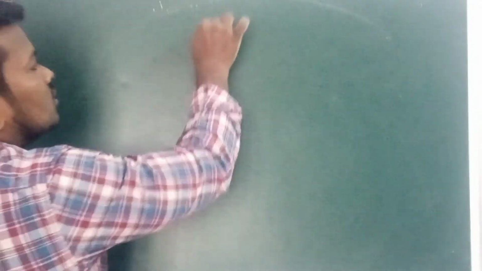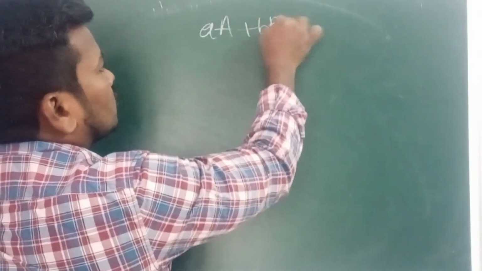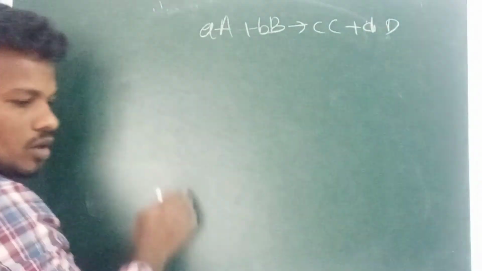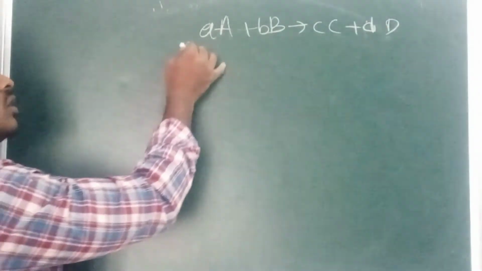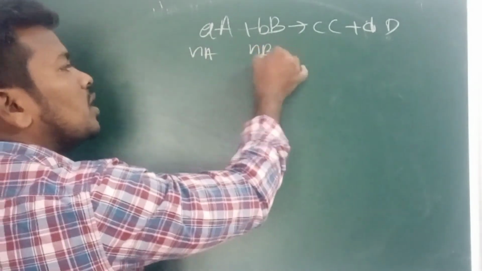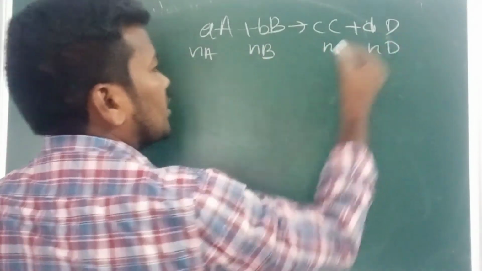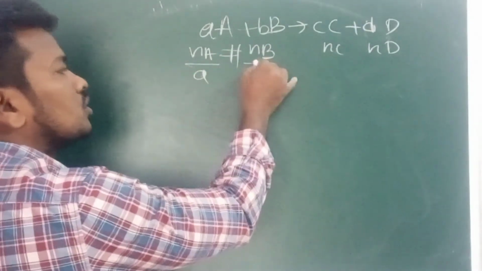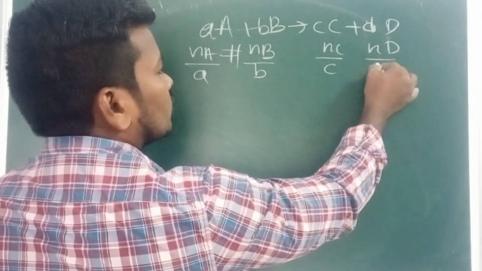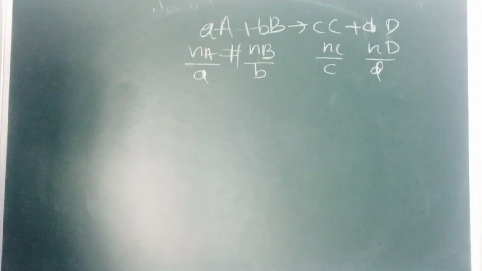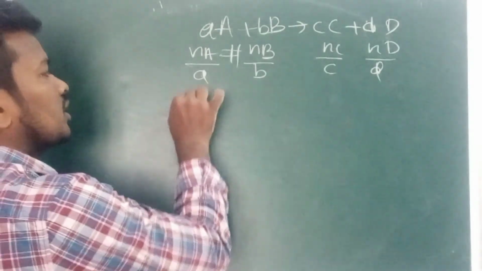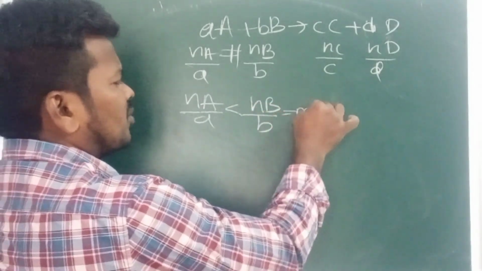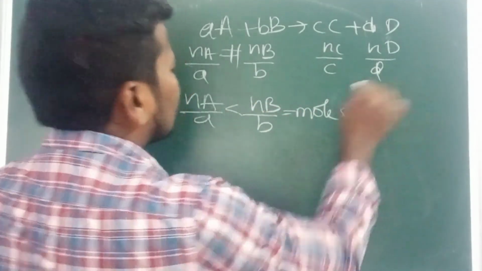So for example, I am taking small a A plus small b B giving products. If you take the number of moles Na, Nb, Nc, Nd, they are not equal. If you take the mole ratio, they are not at all equal. I am taking the mole ratio, Na over a and Nb over b, and you will get it like this.